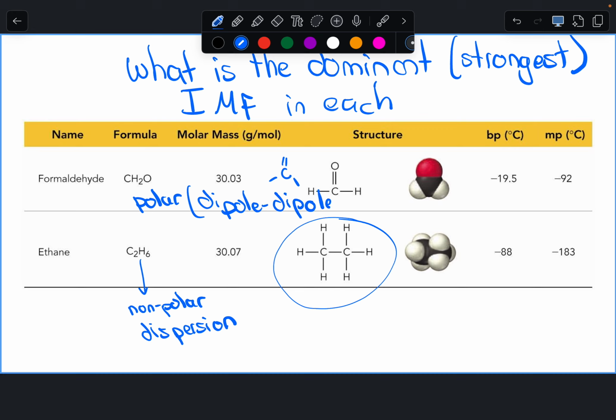Okay, so possible question types would be just, what's the dominant intermolecular force in formaldehyde? Or, indicate which has the stronger intermolecular force, formaldehyde or ethane. Or predict which has a higher boiling point, formaldehyde or ethane. Okay, in this case, we're basically saying, here's the trend, explain it.